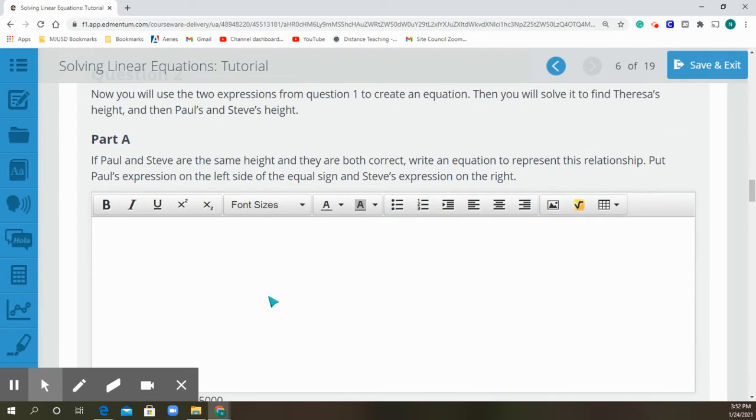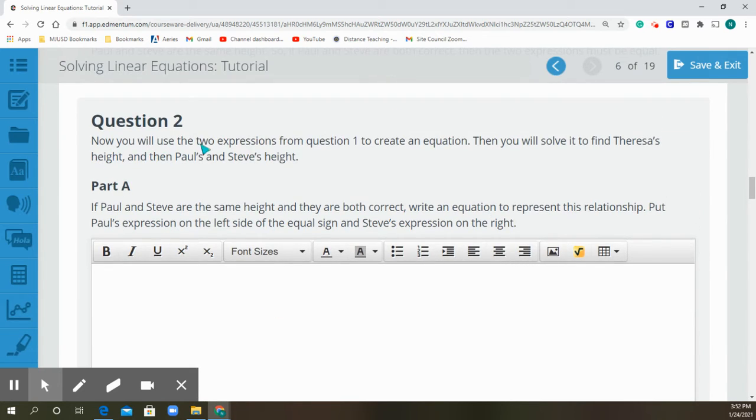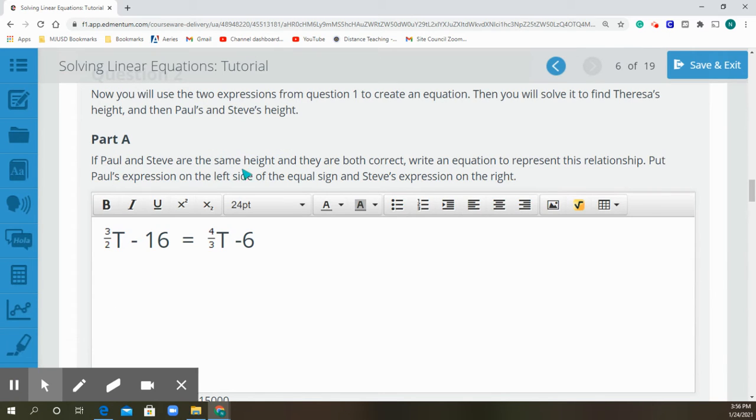Okay, question number 2. Now, you will use the two expressions from question 1 to create an equation. Then you will solve it to find Teresa's height and then Paul and Steve's height. If Paul and Steve are the same height and they are both correct, write an equation. So now we have an equation symbol to represent this relationship. Put Paul's expression on the left of the equal sign and Steve's expression on the right. I did that. And I just copied and pasted it from up there.